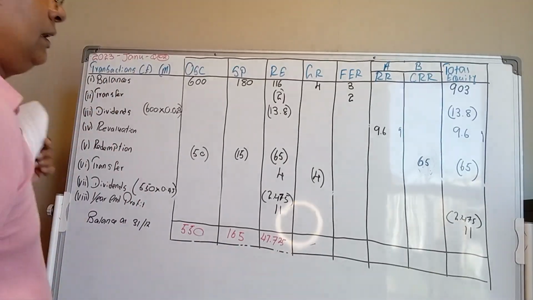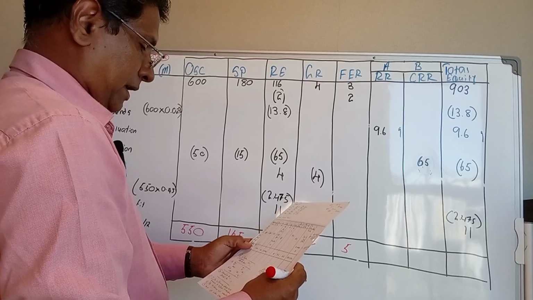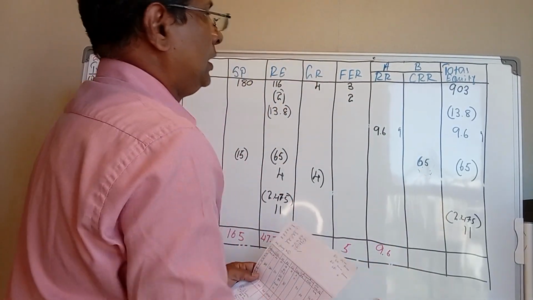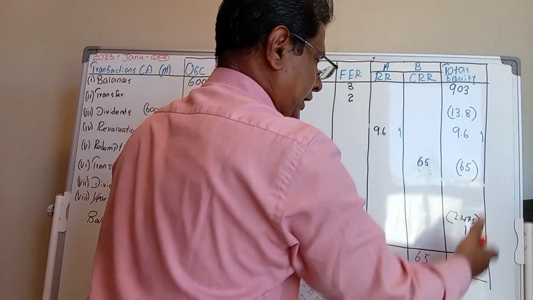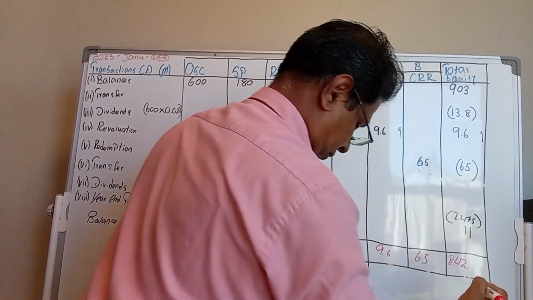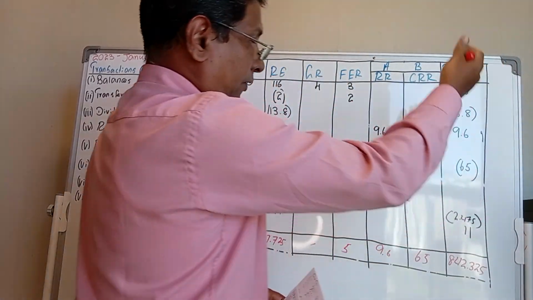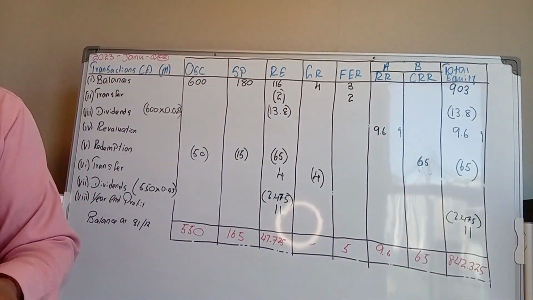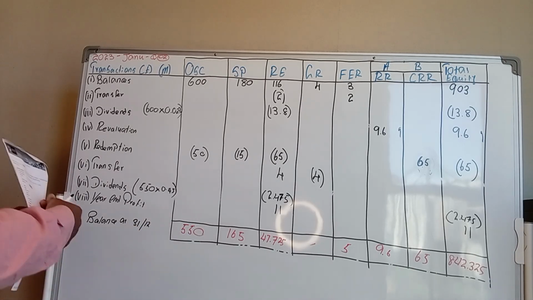General reserve, nothing. Foreign exchange reserve has gone up to 5. My revaluation reserve is 9.6. My CRR is 65. And my total equity at 31st December will now be 842.325. So I started from 903. With the transactions that happen here and there, my total equity has changed slightly during the year. So this is how the exam will be tested.